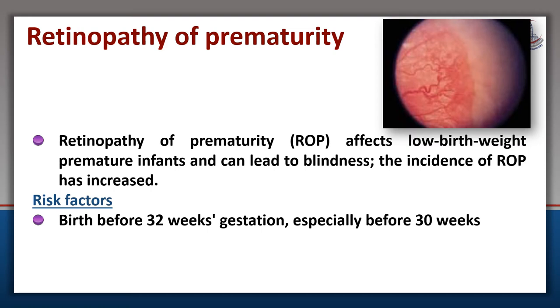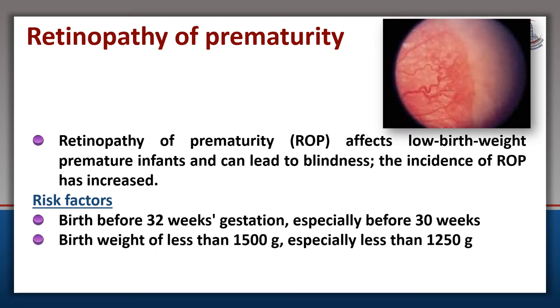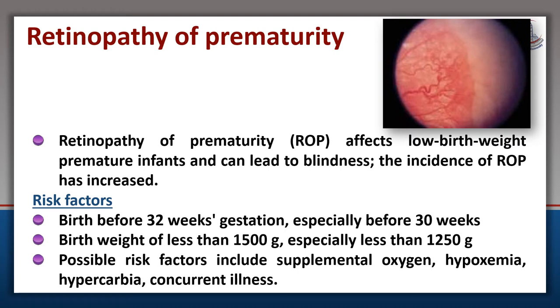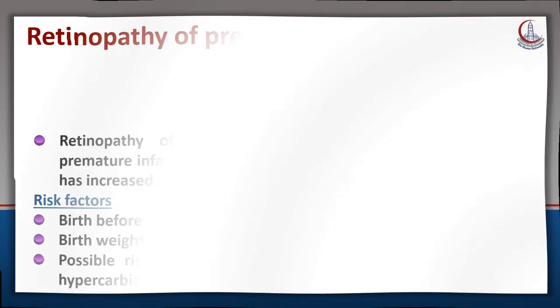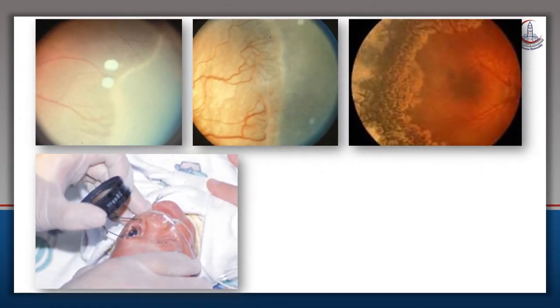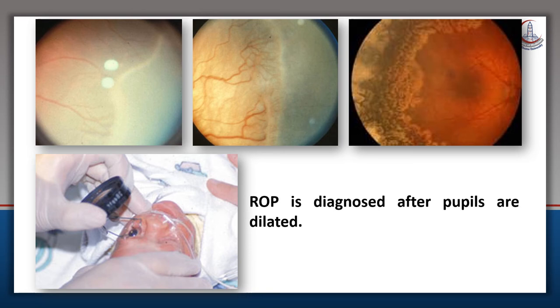So the risk is for children born before 32 weeks, especially before 30 weeks, and for children born with birth weight less than 1,500 grams, especially less than 1,250 grams. Possible risk factors include supplemental oxygen, hypoxemia, and hypercarbia. These are the stages of the disease. Early, there's vascularized and non-vascularized retina, then there's the elevated ridge, then plus disease. If the patient is treated with cryo or laser ablation, this might regress.